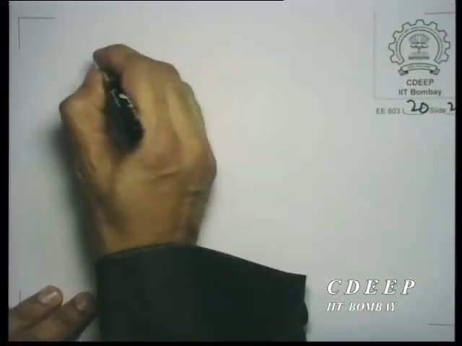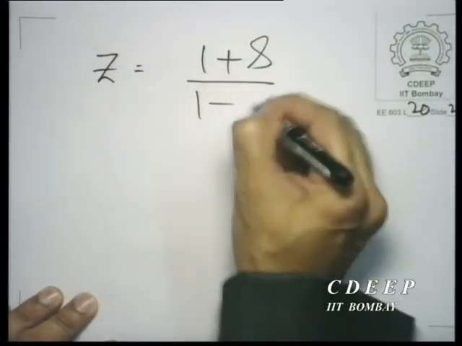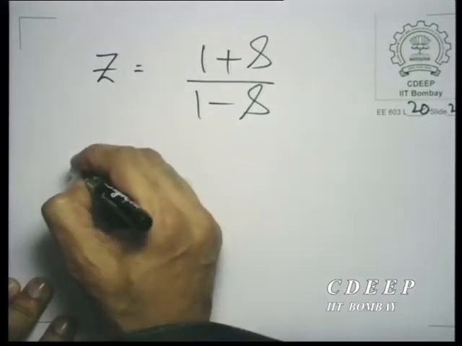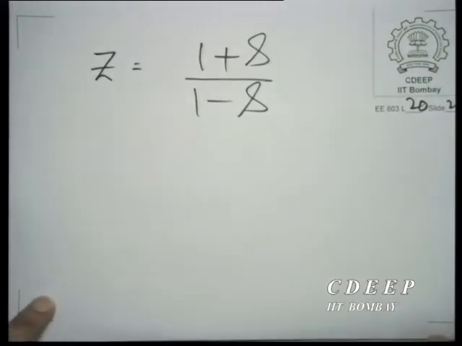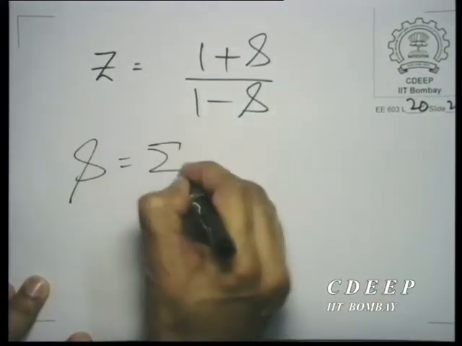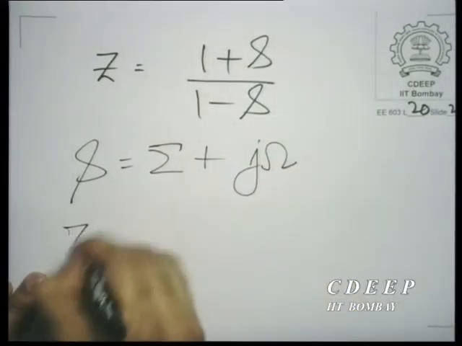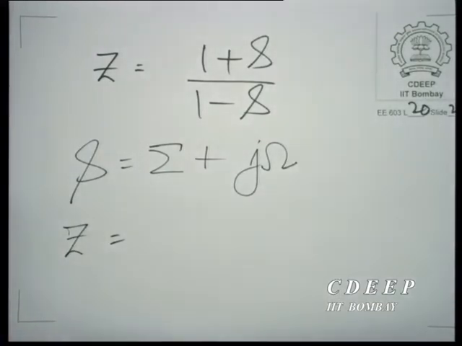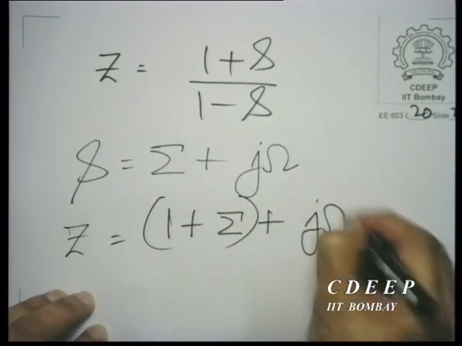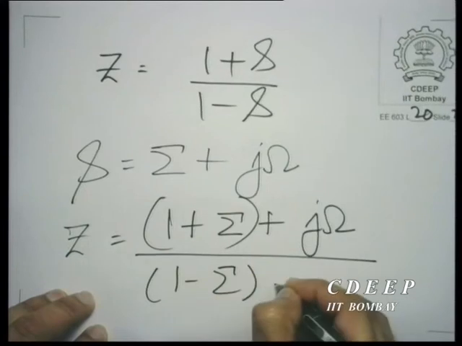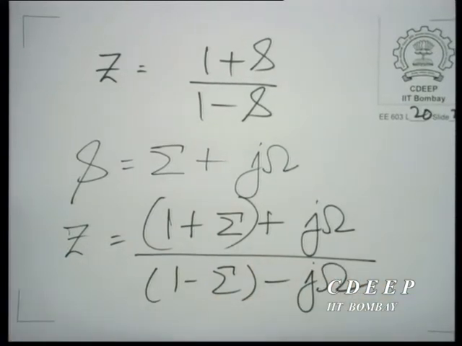And therefore, Z is (1 plus S) by (1 minus S). Now, we can say a lot about the real and imaginary parts. Let S be equal to sigma plus j omega. So, Z is of course obviously (1 plus sigma plus j omega) divided by (1 minus sigma minus j omega). And therefore, we are interested in the magnitude of Z. It is the magnitude of Z that concerns us. So, let us see what happens to the magnitude of Z.